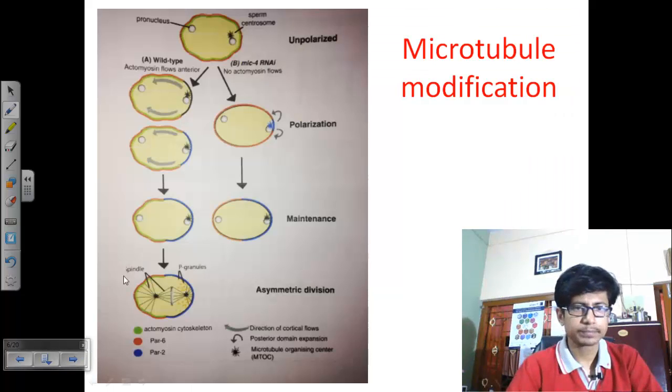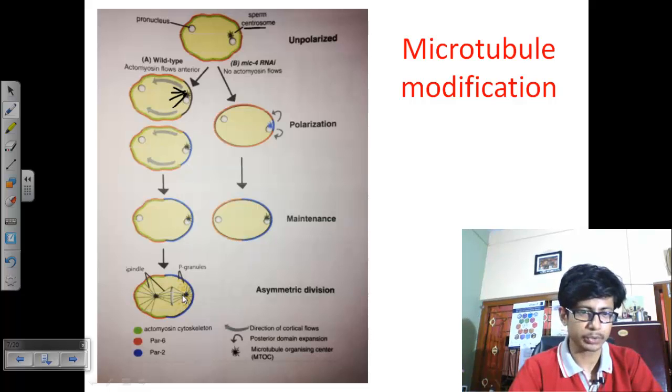So see here, this is the cell, the zygote after the donation of sperm centrosome as well as the sperm pronucleus. Both of them are placed here, like say in wild type. And then what happens? This microtubule organizing center slowly starts to arrange all those microtubules, and what it does is slowly start to drag all the P granules. These P granules play a vital role.